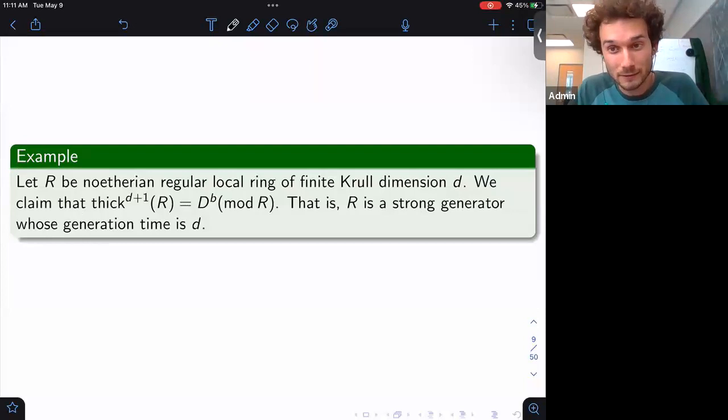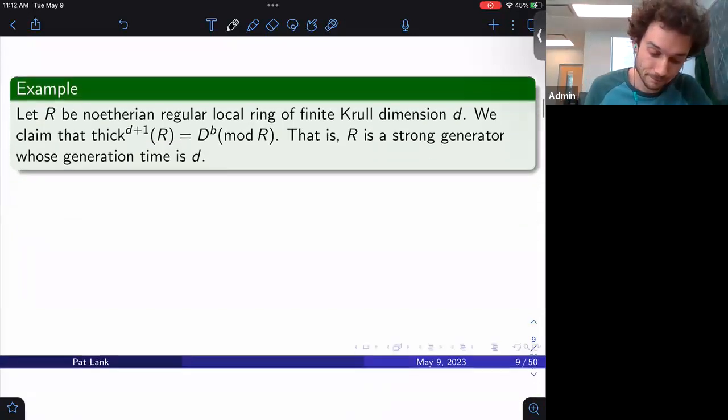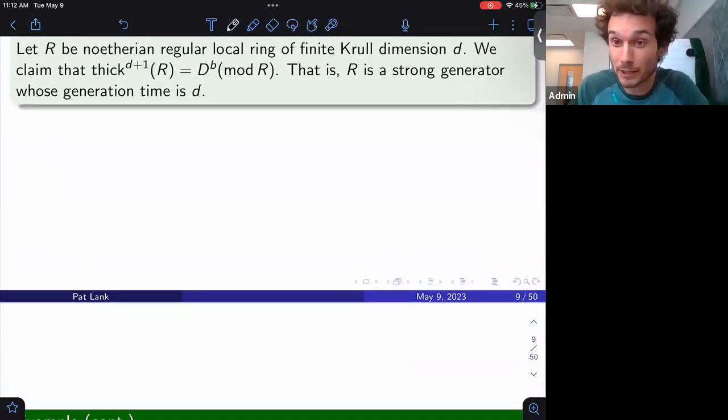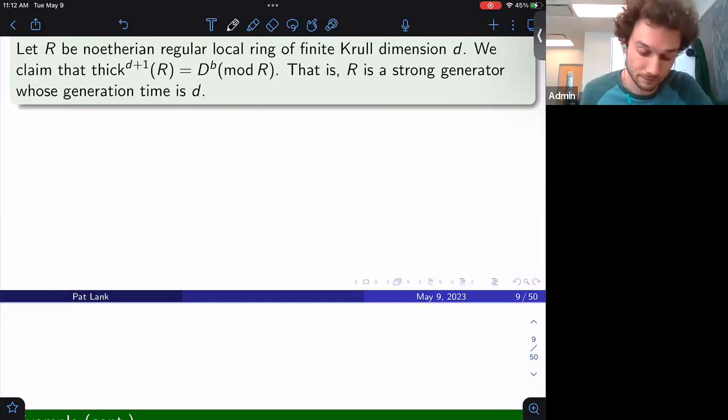Okay, so if you've seen this, great. If you haven't seen it, we can have a running example to see where these ideas come into play and how they're going to be used. Let R be a noetherian regular local ring of finite Krull dimension d. I claim that thick d plus 1 of R is all of D^b(mod R). What this says is that R is a strong generator whose generation time is the Krull dimension. So it says I can build any object in at most d plus 1 steps using direct summands, cones, and shifts.